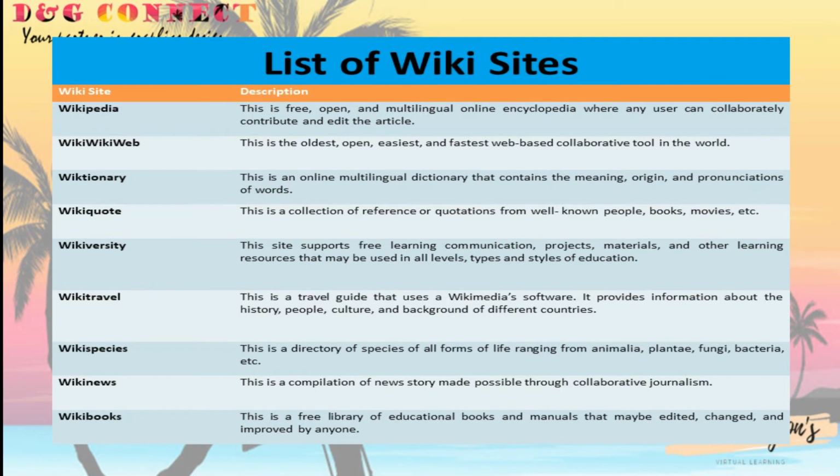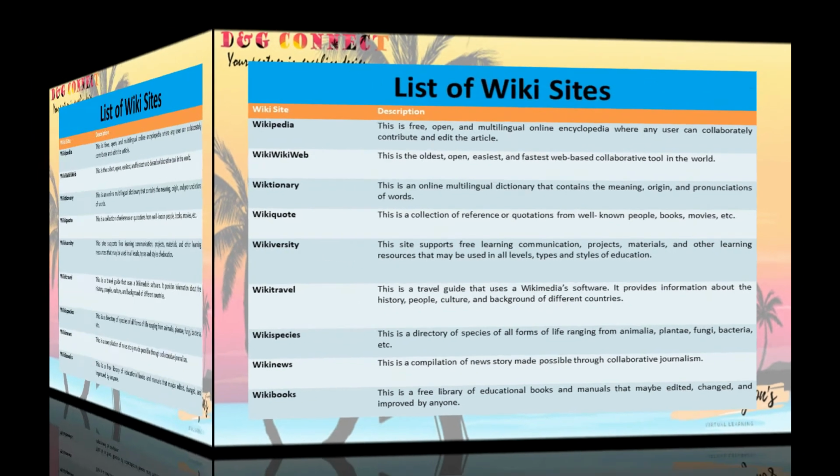Then the Wikispecies is a directory of species of all forms of life ranging from Animalia, Plantae, fungi, bacteria, and so much more. Then we have the Wikinews. The Wikinews is a compilation of news stories made possible through collaborative journalism. And lastly, the Wikibooks. This is a free library of educational books and manuals that may be edited, changed, and improved by anyone.